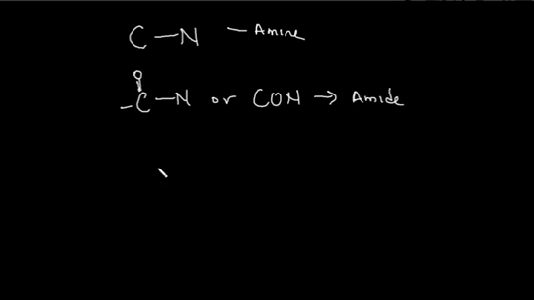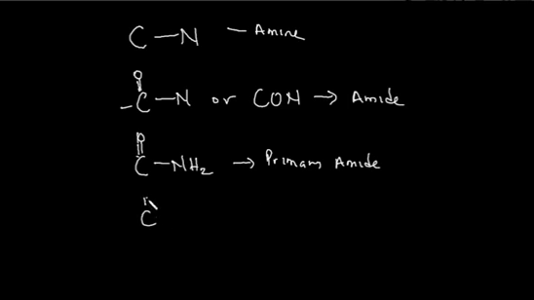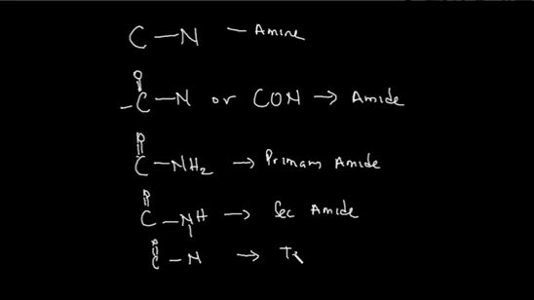Good. Now it's the same thing. If you have CO attached to N and you have two hydrogen, this is a primary amide. If you have C double bond O and one hydrogen, this is a secondary amide. Then if you have CO attached to nitrogen and there is no hydrogen, it becomes a tertiary amide. Did you get this now?